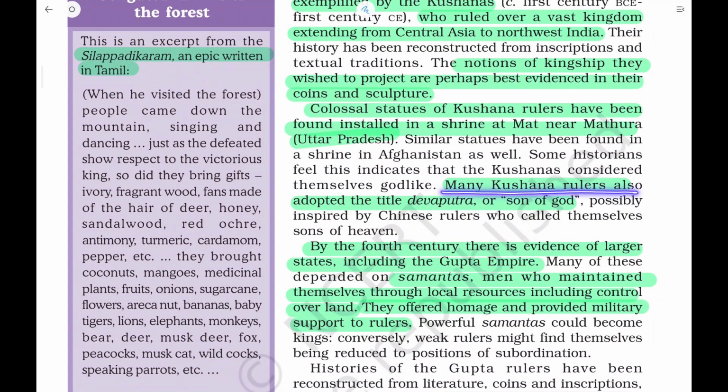Many Kushana rulers also adopted the title Devaputra, that is, son of God. Now, the first thing you need to know about the Kushanas is that they belonged to Central Asia. Secondly, they held divine titles. What divine titles? You can give the example of Devaputra, that is, son of God. Okay. Now, by the 4th century, there is evidence of larger states, including the Gupta Empire. Slowly, when local integration factors were there, these lofty divine titles were also taken up by Indian kings, and this is evident during the Gupta age.